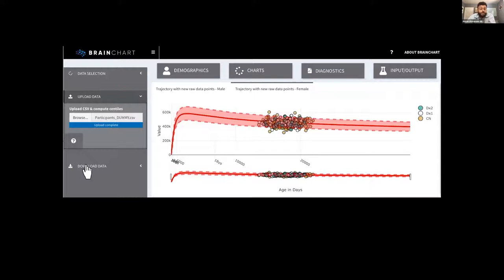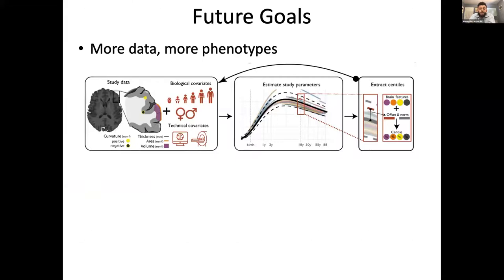So with that, where do we see this work going in the future? Perhaps the most important goal is to continue to gather more data and more phenotypes. Early development in particular is an area where there's expected to be new large data sets available to be incorporated into models in the not so distant future.